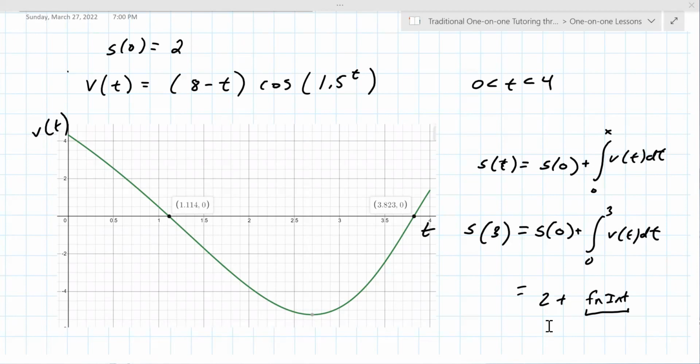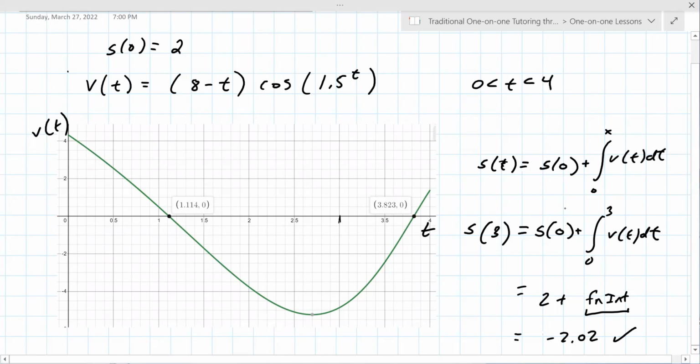I got -2.02, etc., etc. Yes, we'll just say to 2 decimal places. So that's great. So that means that, just to be clear, if we look at where 3 is, there's more area below the curve than above the curve, including that starting position as well. Mhm. Okay.